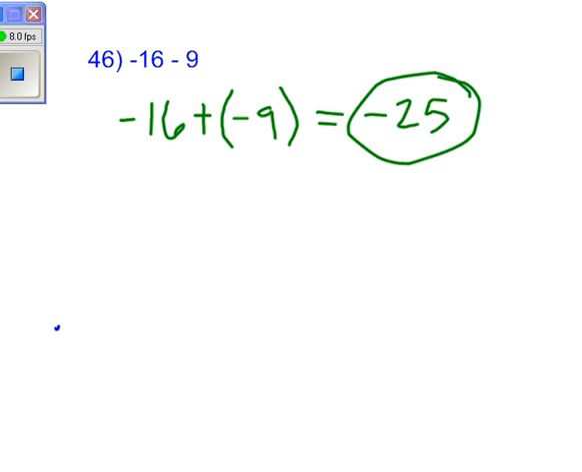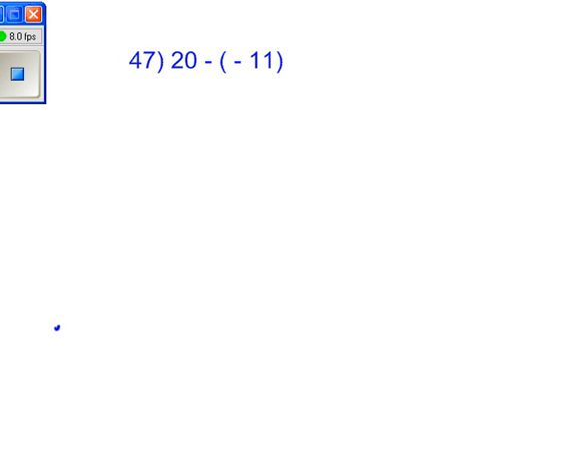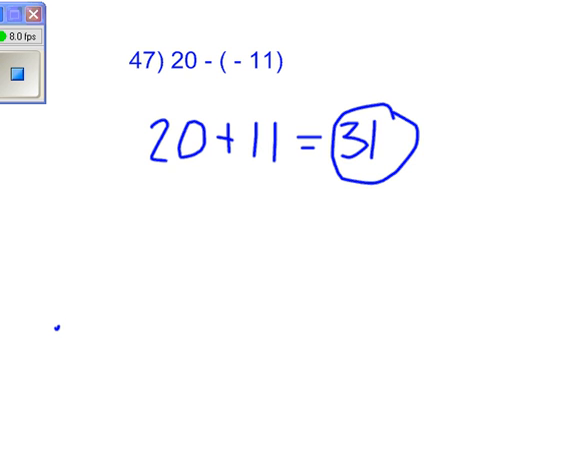46, negative 16 minus 9. We would write this as negative 16 plus the opposite of 9, which is minus 9. Negative 16 minus 9 would give us a negative 25. 47, 20 minus a negative 11. We change this to 20 plus the opposite of negative 11, which is 11. That gives us 31 positive.